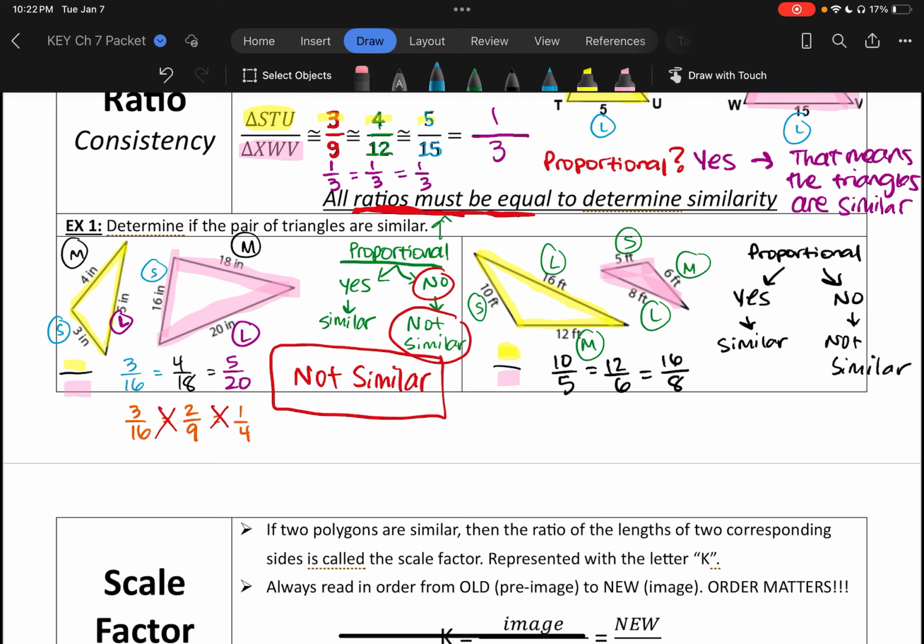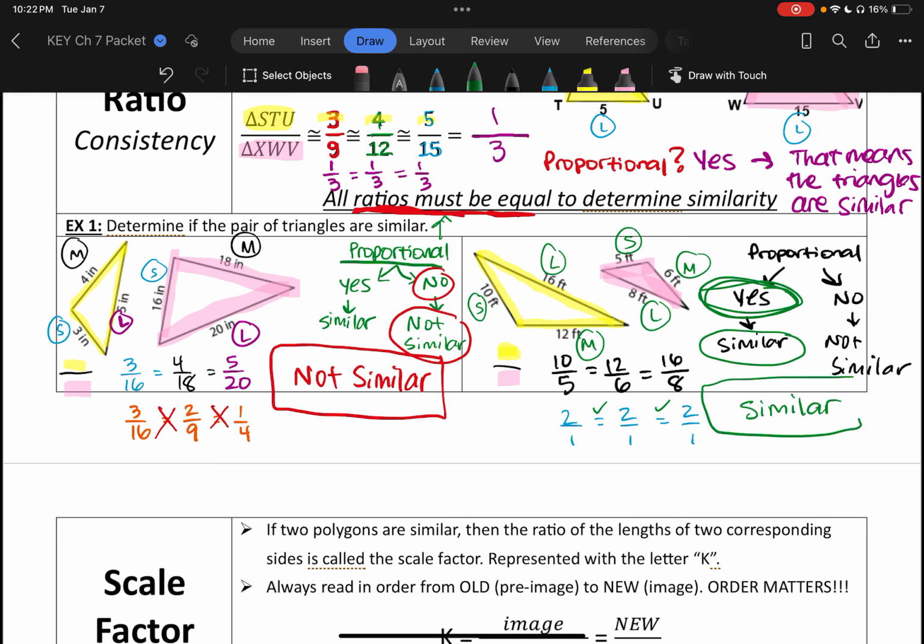So as we look at this here, 10 over 5 simplifies to 2 over 1. 12 over 6 simplifies to 2 over 1. 16 over 8 simplifies to 2 over 1. So you'll notice that all of these ratios are equal. If all of the ratios are equal, then that tells us that those corresponding sides are proportional. Now, if they're proportional, then they have to be similar. So for this example, the answer to the question, determine if the pair of triangles are similar, would be yes, they are similar.